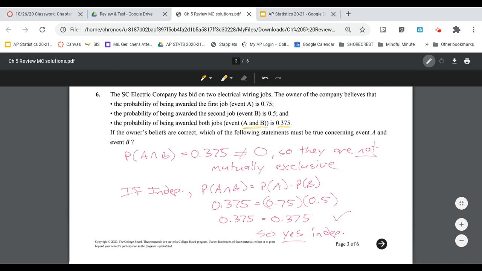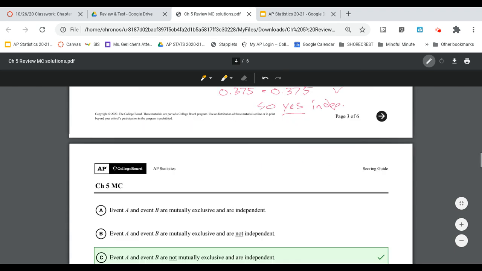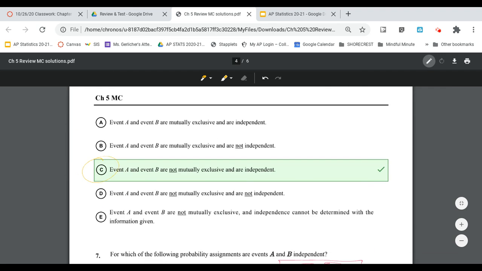And then separately, to test our independence, I tried out our independence multiplication rule. If our probabilities are independent, this rule should be true. You should just be able to multiply A and B to get the and version. So I tried it out and it worked. So yes, they're independent. So not mutually exclusive, yes independent. That was C.